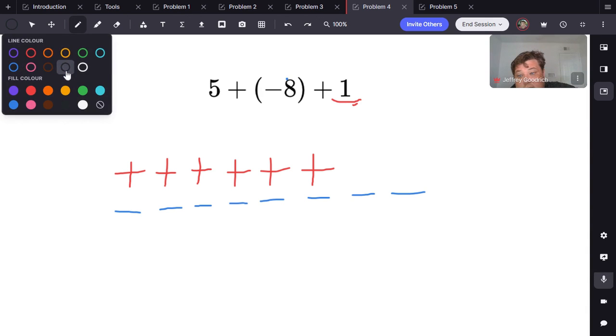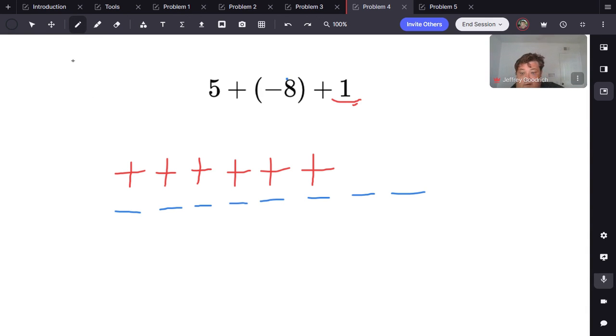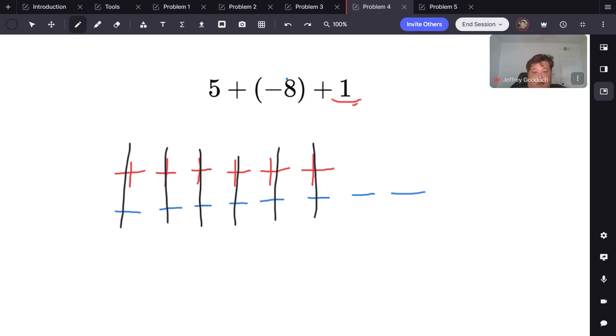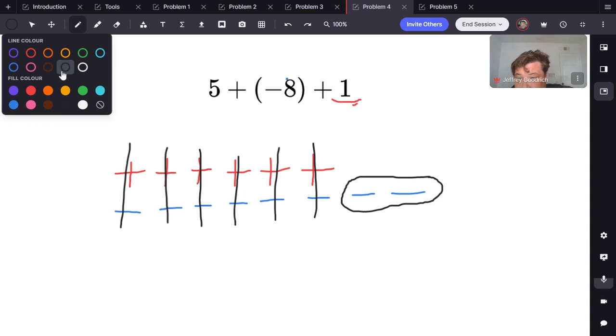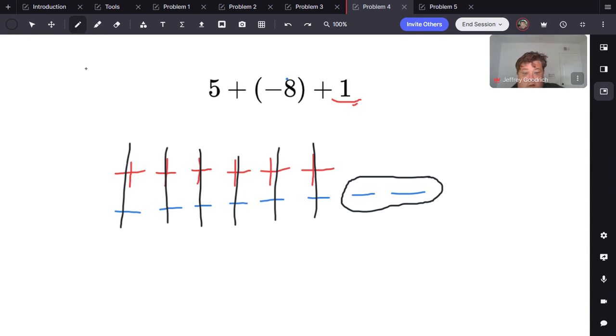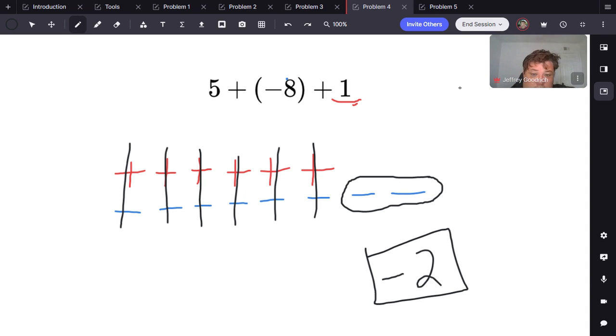And now we're going to go ahead and cancel them out. For every positive and negative number, they go away. So 1, 2, 3, 4, 5, 6. And now what we're left with is just these two negatives here. Since it's two negatives left over, our answer is going to be negative. So our final answer is just negative 2. All right, very nice.